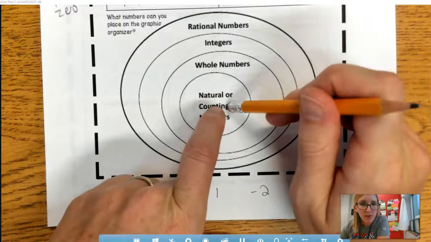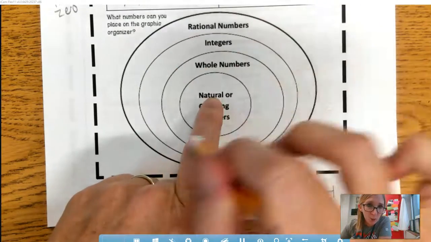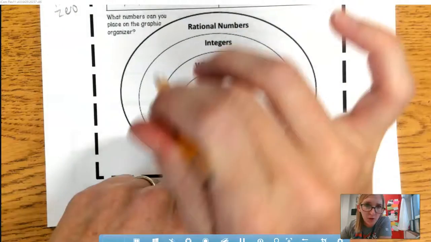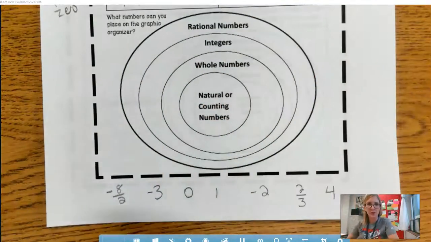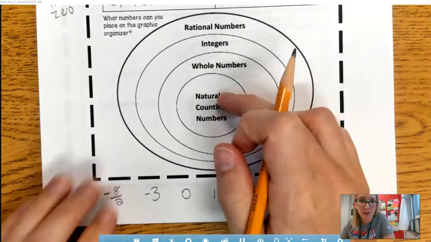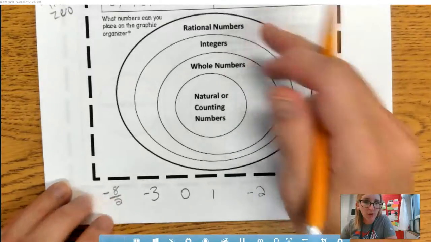So if you have a number that's a natural number, that number is also a whole number because it's in the whole number circle. That number is also an integer because it's in the integer circle, and that number is also a rational number. So what we're going to do is we're going to start off, we're going to place these things by starting in the inner circle, seeing if it meets that definition, and slowly moving out, okay?